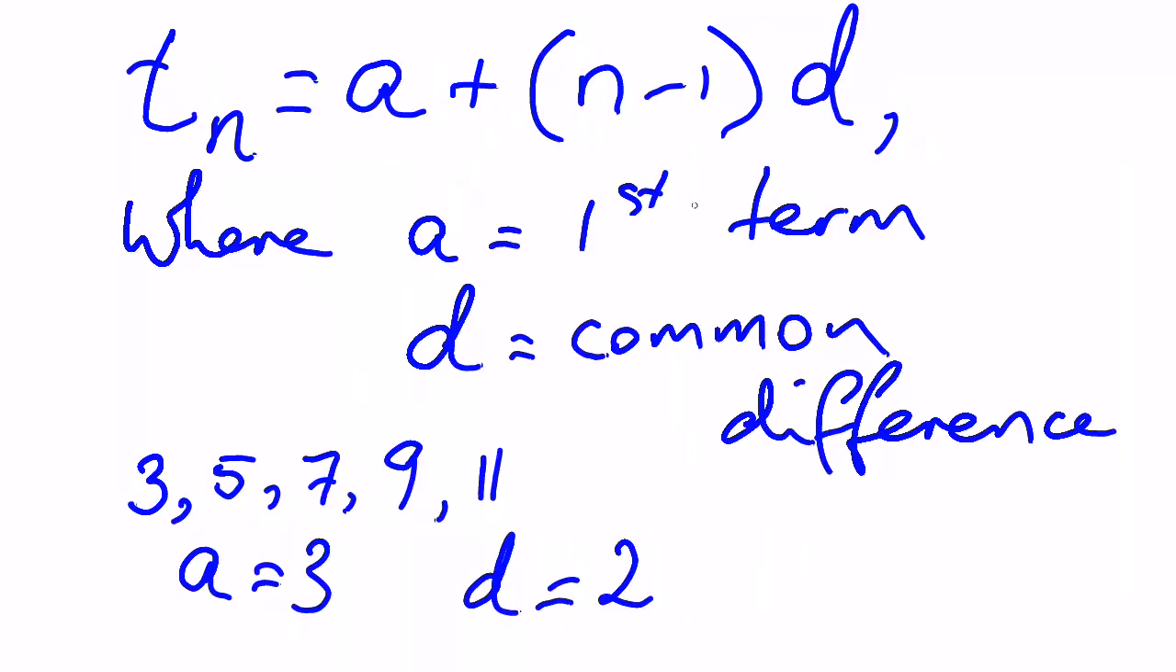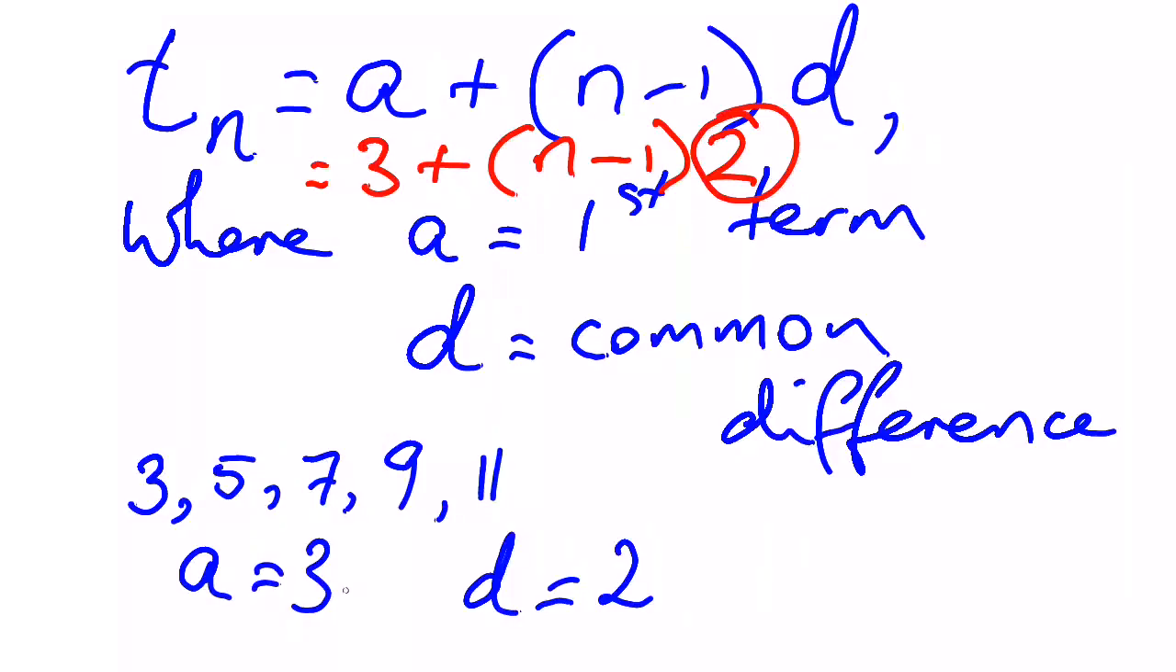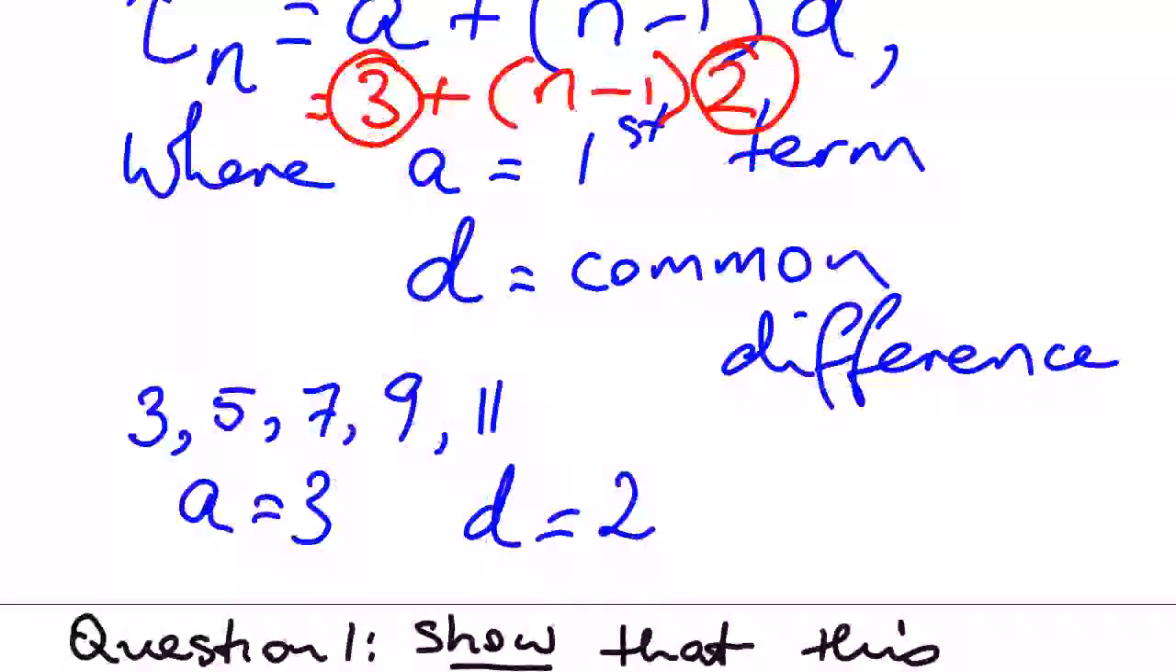So if I look back, I'm going to use a different colour now. If I look back up here, I can rewrite that as 3 plus n minus 1 times 2. There's my D, that's 2. There's my A, that's 3. So it's actually quite easy to find a rule if I'm given a list like that. Okay, so an arithmetic sequence is when there is this common difference where I'm adding something each time, or I might be subtracting something each time. So let's have a look at my next slide.